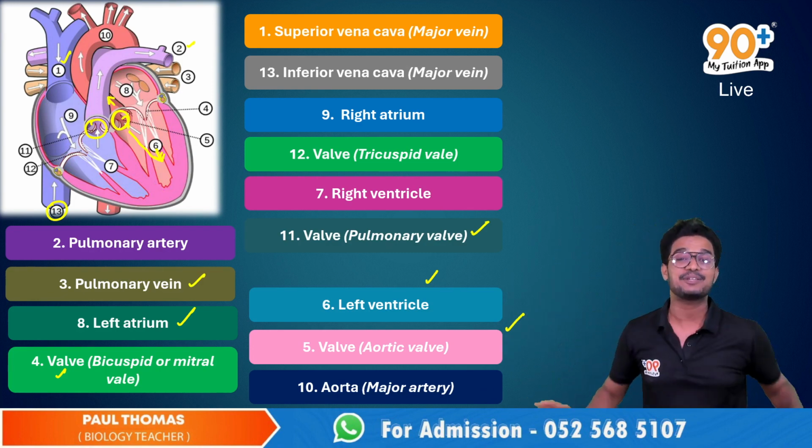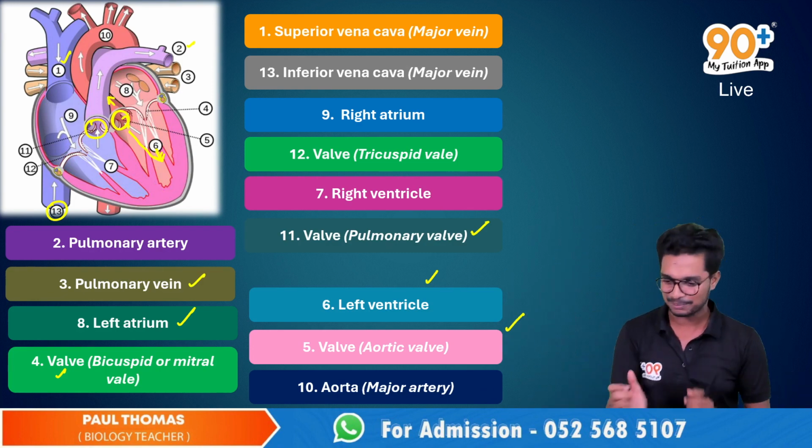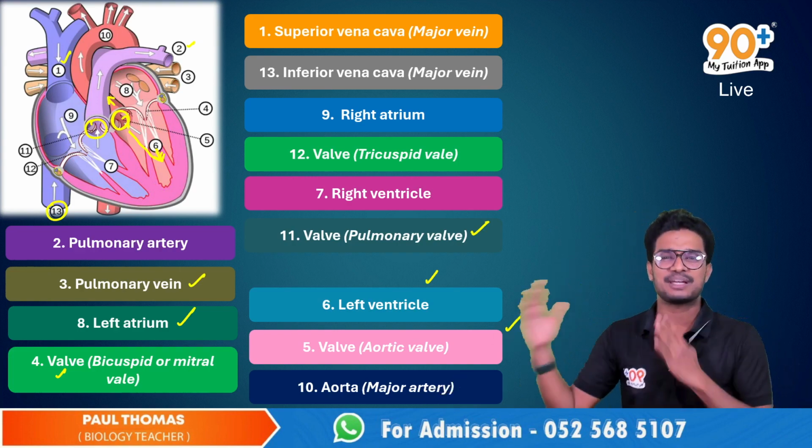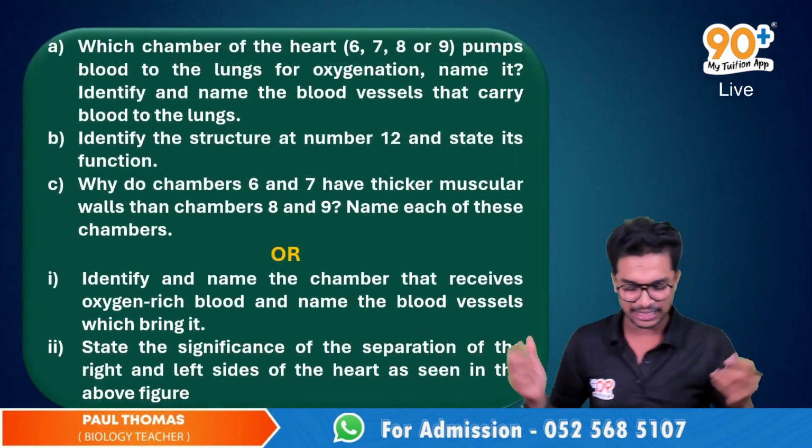That means we have simply completed the double circulatory system in human beings, and we have already studied all the parts of the double circulatory system in human beings. Now we can directly move on to this question.